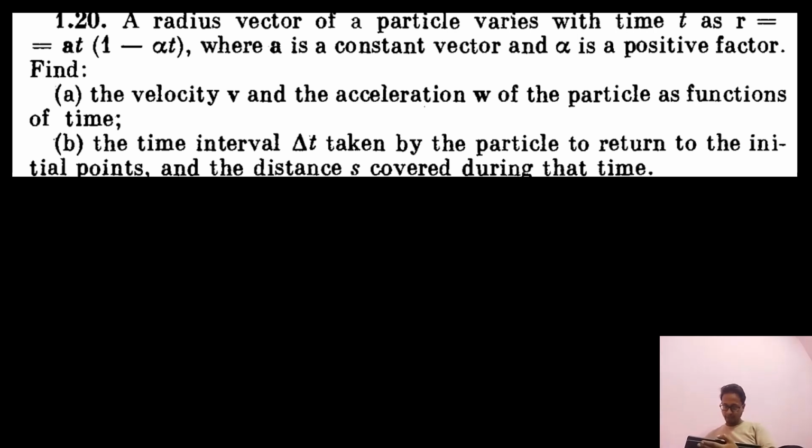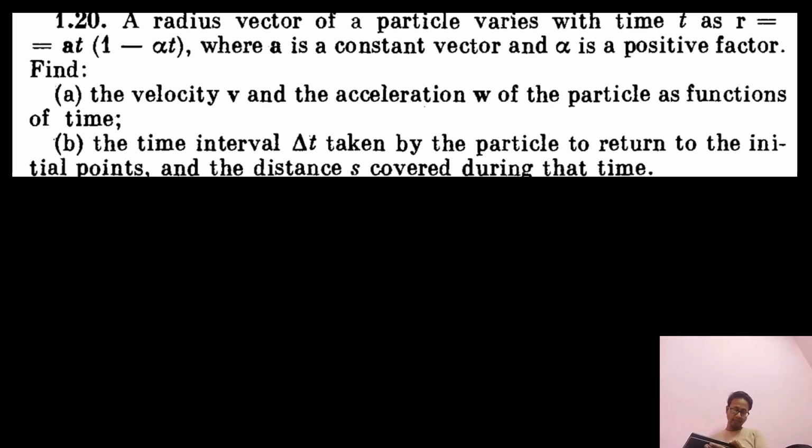Okay. Let's read the question. The radius vector of a particle varies with time t as r = at(1 - alpha t), where a is a constant vector and alpha is a positive constant. Find the velocity v and the acceleration w of the particle as a function of time.